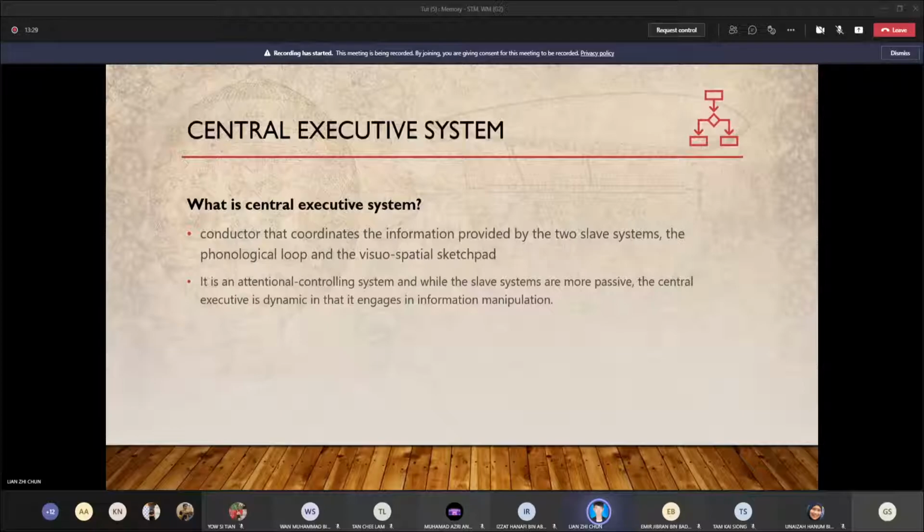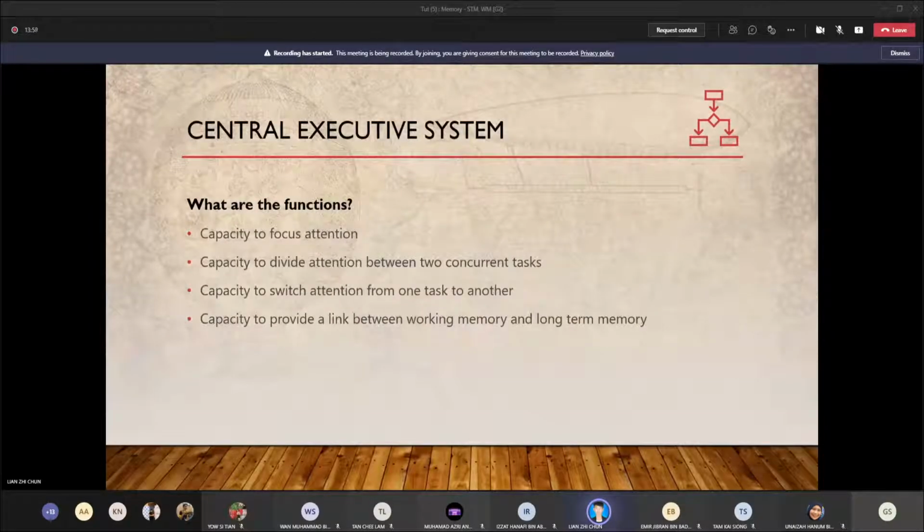The third one is the central executive system. What is the central executive system? It is a conductor that coordinates the information provided by the two subsystems, the phonological loop and the visual spatial sketchpad. It is an attentional controlling system, and while the subsystems are more passive, the central executive is dynamic in that it engages in information manipulation.